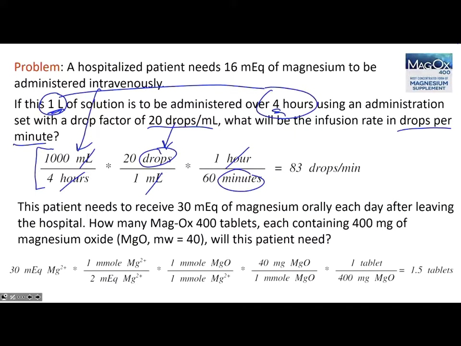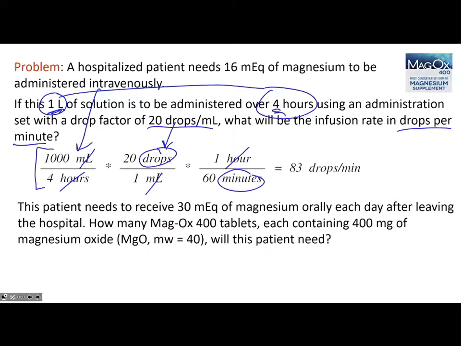All right, let's do, oh, Larry, got to read the question. Sorry, I get so excited. This patient, now, okay, so here's the deal. Patient survived your treatment, so they're going home. Yay. Will they have IV access at home? No, but they still need to get some magnesium supplements. So let's use the Mag-Ox tablets. Mag-Ox are 400 milligram tablets. The dose the doctor wants this patient to get every single day is 30 milliequivalents of magnesium.